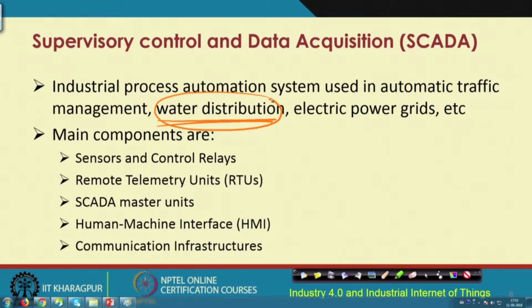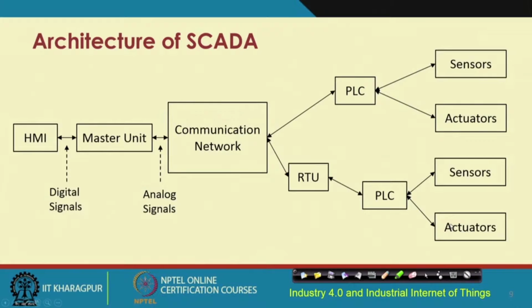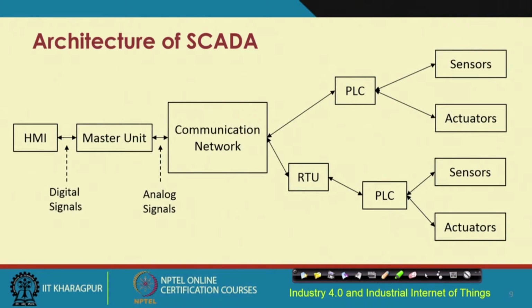So, these are some of the different components: sensors, relays, telemetry units, SCADA master units, HMIs, that means the human machine interfaces, and the communication infrastructure. These are the different components that are used. So, here is the architecture of SCADA.